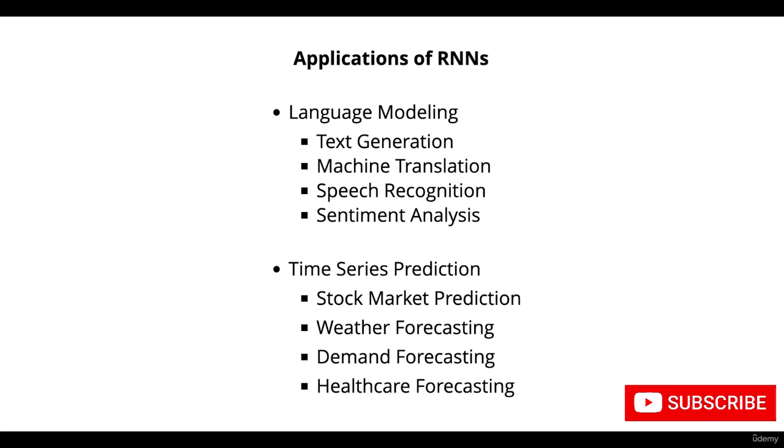Recurrent neural networks are versatile models that find applications in a wide range of domains, including language modeling and time series prediction. By leveraging their ability to model sequential data and capture temporal dependencies, RNNs enable various intelligent applications such as text generation, machine translation, speech recognition, stock market prediction, weather forecasting, demand forecasting, healthcare forecasting, and more. Understanding the principles and applications of RNNs is essential for effectively applying them in real-world problems and extracting meaningful insights from sequential data.